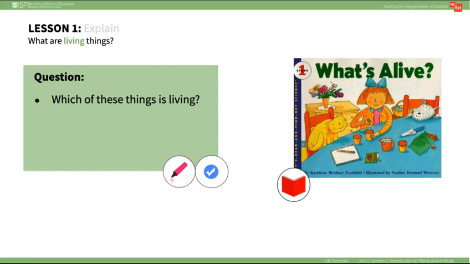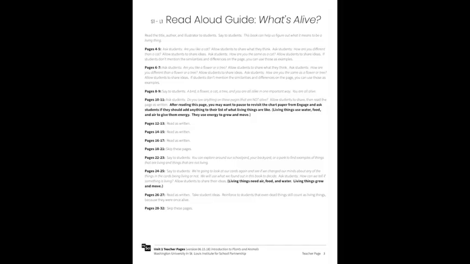Next is a read-aloud of the book, What's Alive? You'll find a read-aloud guide for this book in the teacher pages. This read-aloud guide will help you start a conversation about characteristics of living things and connect back to the lesson question, what are living things? As you read the book, encourage students to compare themselves to the animals and plants described.